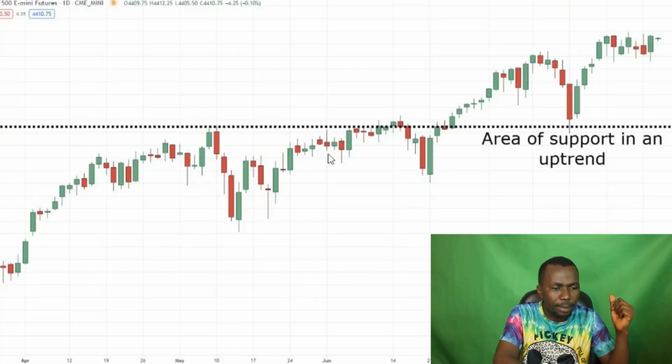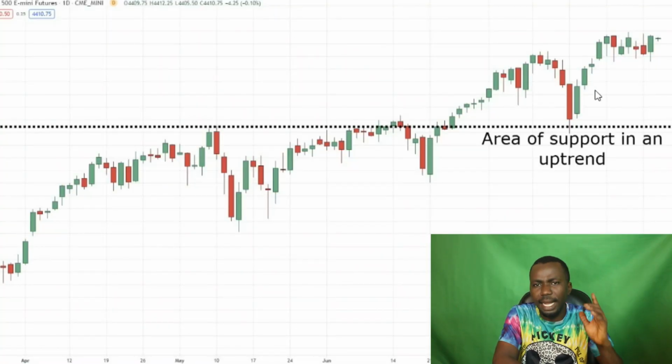So after you have confirmed the market structure, then the next thing you are going to look at is the area of value. Now the area of value is the support and resistance level. That is the area of value. So after looking at the market structure, the next thing you look at is an area of value. So this is an example of what I'm talking about, right? You have confirmed that this is an uptrend, then the next thing is an area of value, right?